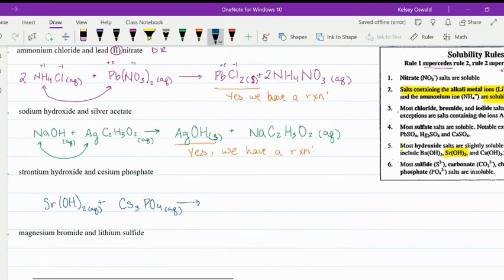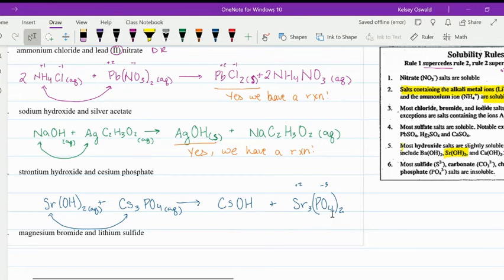Again, this is a double replacement reaction. That means those 2 positive ions are going to flip-flop places. So we're going to have our positive cesium attracted and bonded to our negative hydroxide, and our +2 strontium bonded and attracted to that -3 phosphate, because remember, opposites attract. And don't forget to balance those charges. Strontium's +2, phosphate's -3, so our formula here would be Sr3(PO4)2.